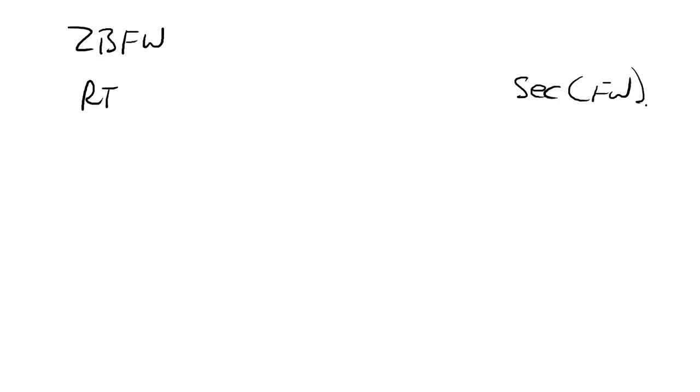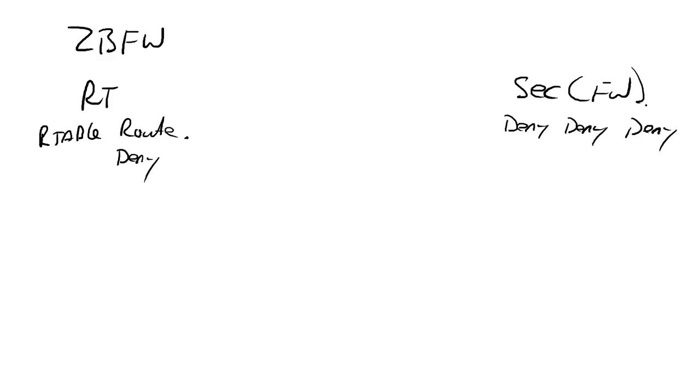Brilliant. Okay, so like I said, we want to talk about the zone-based firewall. The one thing that I want to reiterate is the difference between routing and security or firewall is the default behavior. The default behavior of a router is if it's in the routing table, it will route until I deny it. The default behavior of security is it will deny until I actually create a permit statement somewhere.